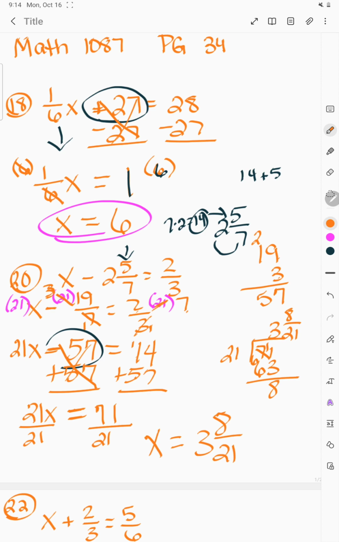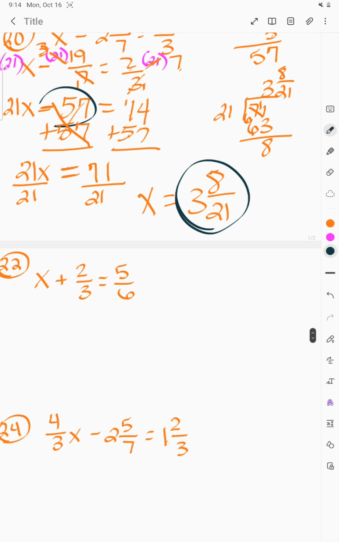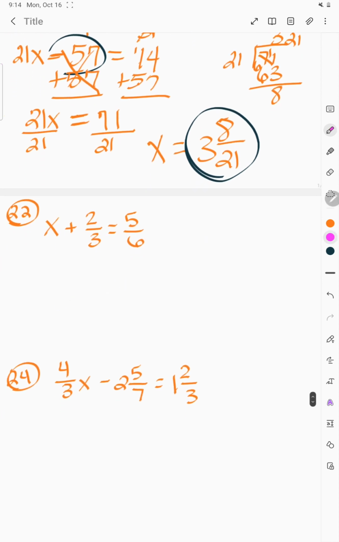Again, you can take this and substitute it back in for everywhere that you see x to see if you came up with the right answer. Okay, so let's move on down to number 22. And we have x plus 2 over 3 equals 5 over 6. So again, the first thing I'm going to do is try to get rid of my fraction here. So what is my greatest common factor between my denominators 3 and 6? The answer is 6.